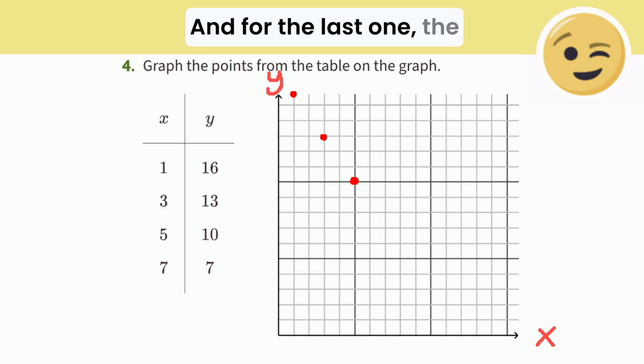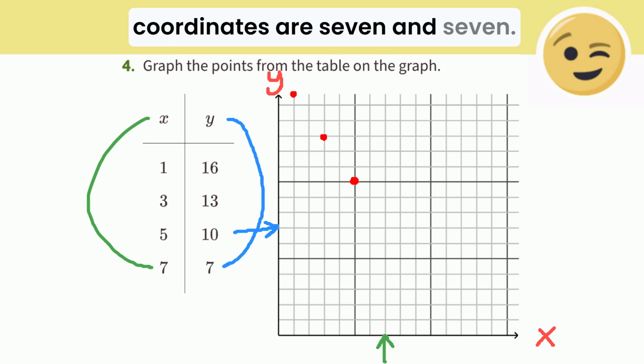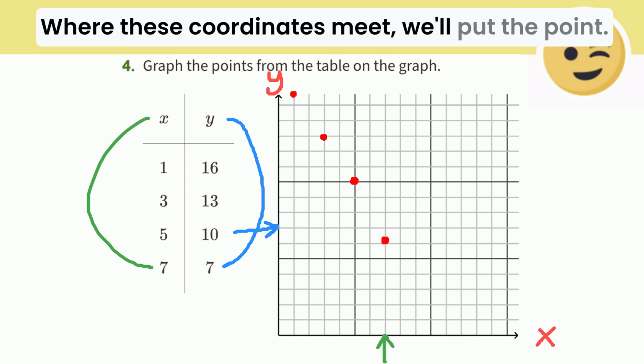And for the last one, the coordinates are 7 and 7. Where these coordinates meet, we'll put the point.